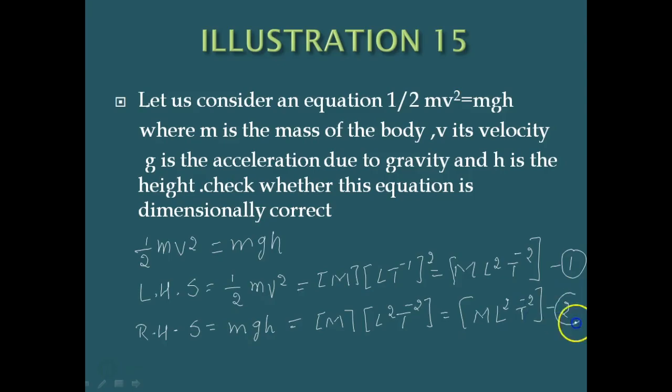So here the dimensions of LHS are equal to the dimensions of RHS, isn't it? So we can say this equation is dimensionally correct. Homogeneity of the equation is satisfied, isn't it? So this is what homogeneity is.